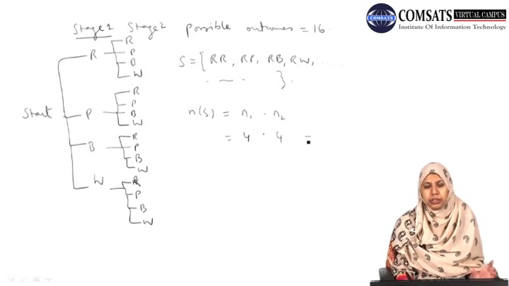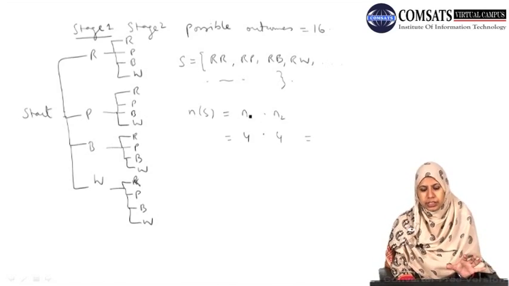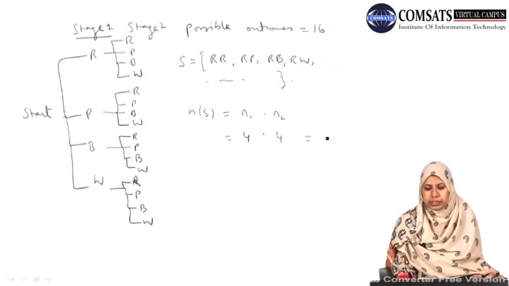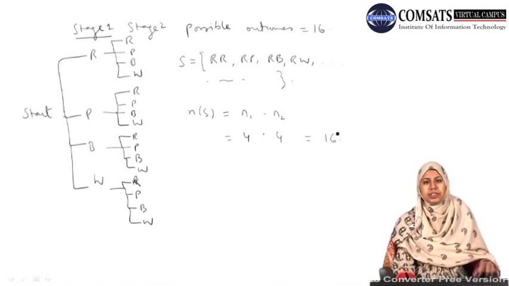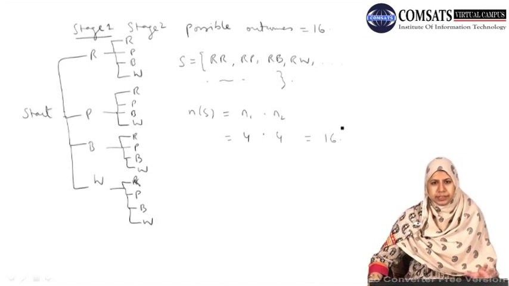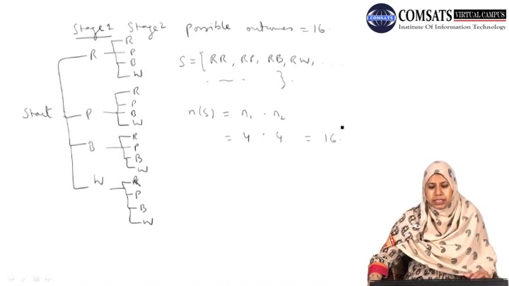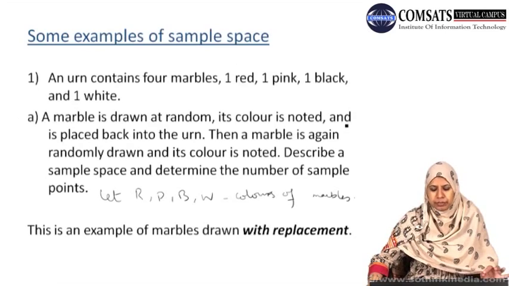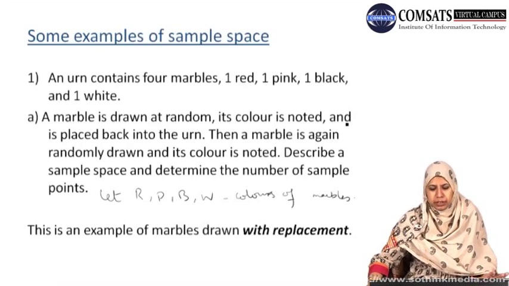So the product of the first stage and the product of the second stage, we obtain the size of our sample space, which is 16. Now we consider the same example but with a slight change. This part we have said that we have solved with replacement.